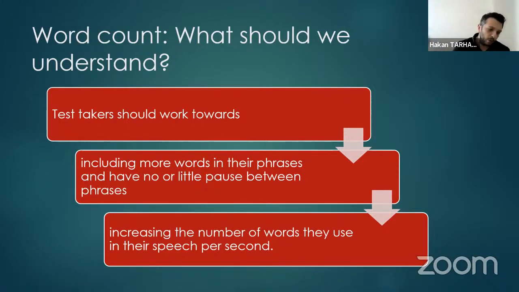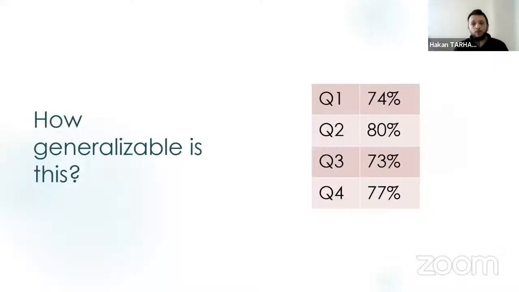And in terms of the word count, they should work towards including more words in their phrases. And again, have no or little pause between their phrases, and increasing the number of words they use in their speech per second. So to summarize, there are 2 clear goals for us here. One is to have no or little pause in our speech. And the second is to increase the number of words we use, but while being comprehensible, intelligible, and sticking with the topic.